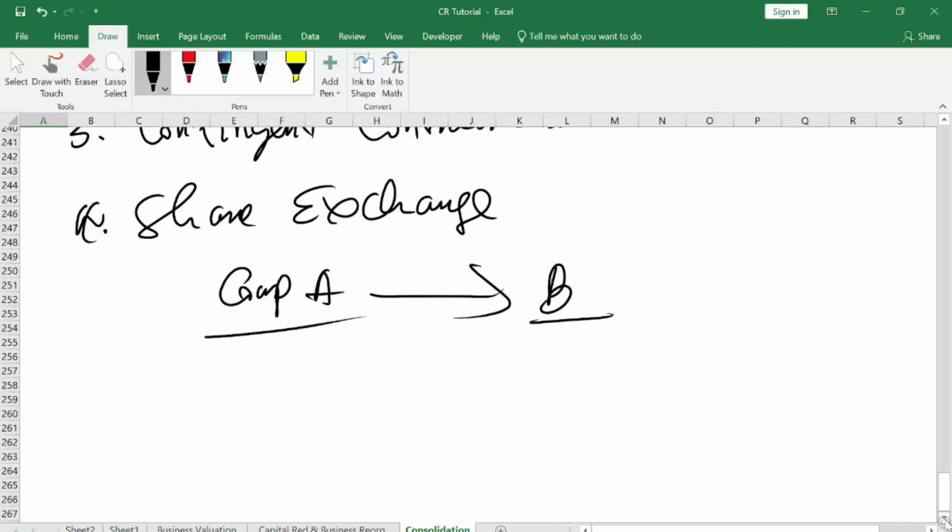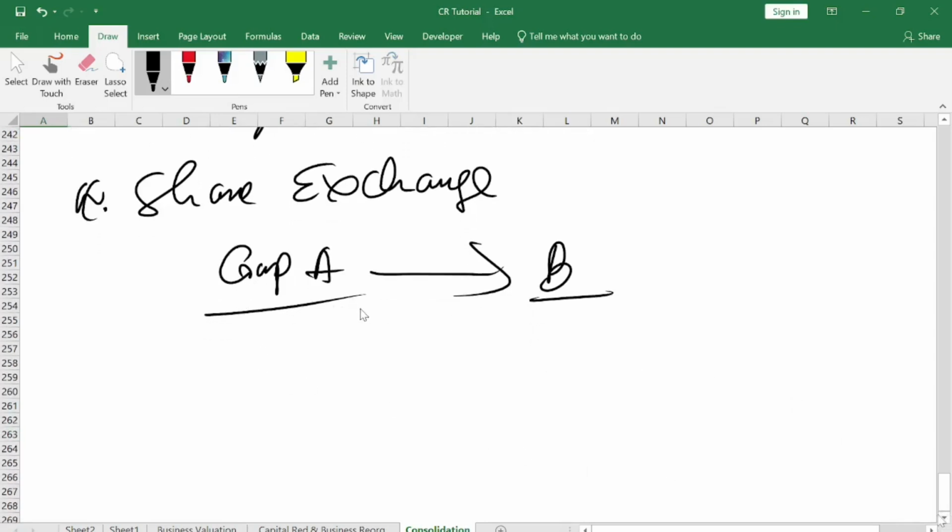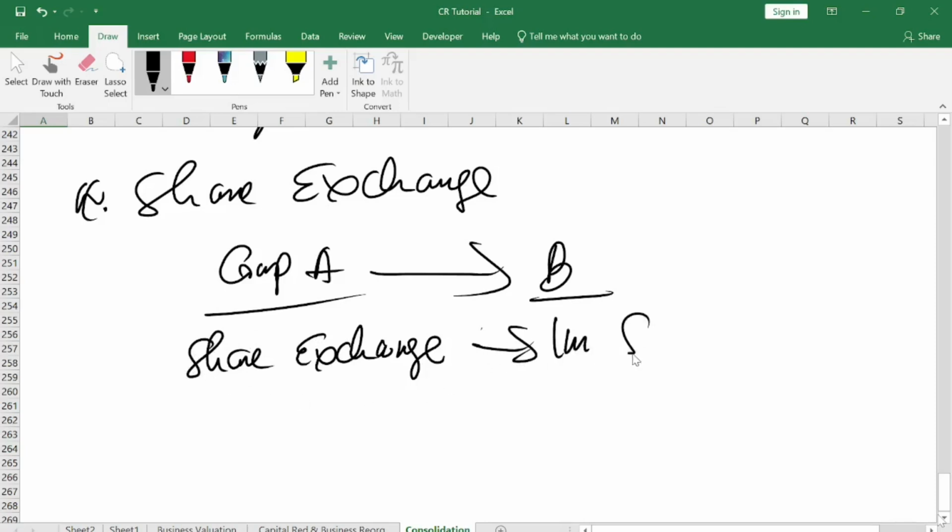So all that they will say is that, okay, we want to acquire this company through what? Share exchange, right? However, instead of giving you cash, we will give you a share exchange of maybe 1 million shares. You understand? So they will float this 1 million shares and give it to Company B to subscribe. Do you understand?